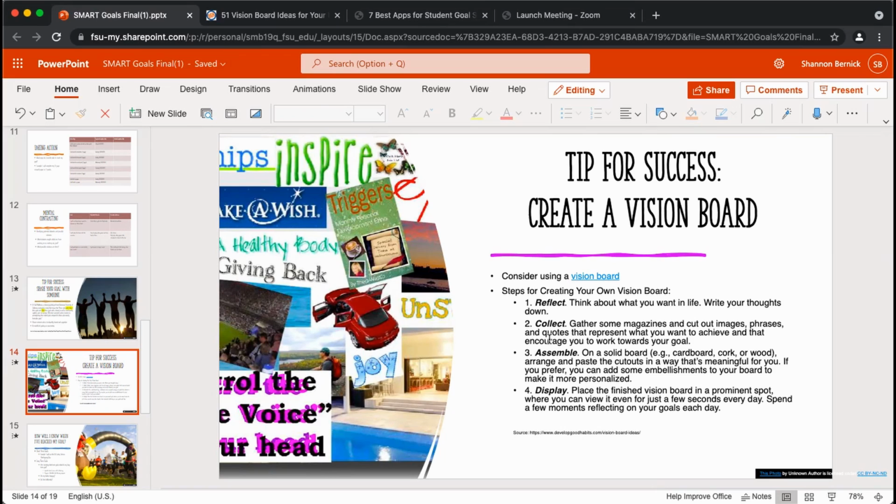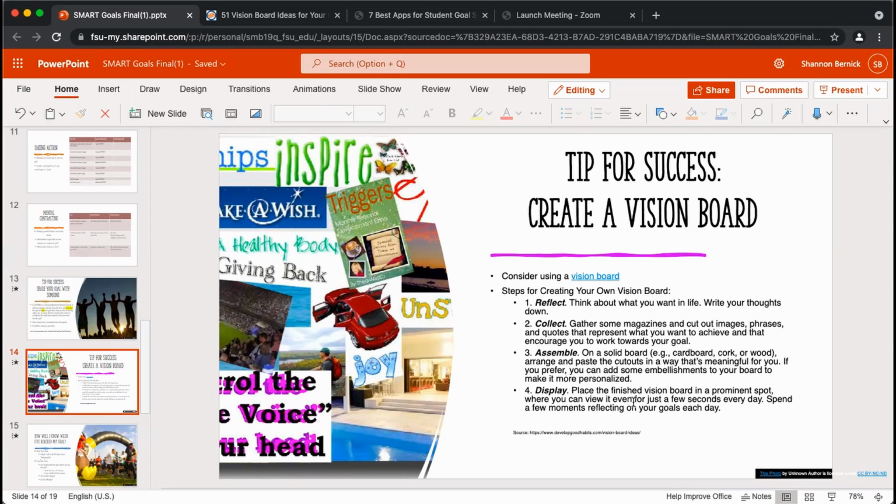Once you've got all your things collected, you're going to go ahead and find a solid board. It can be cardboard, cork, wood. It can even just be an 8.5 by 11 sheet of paper. This really doesn't have to be fancy. And you're going to arrange and paste all of the cutouts in a way that's meaningful for you. If you prefer, you can add any kind of embellishments. You can really be creative and personalize this. Just make it your own.